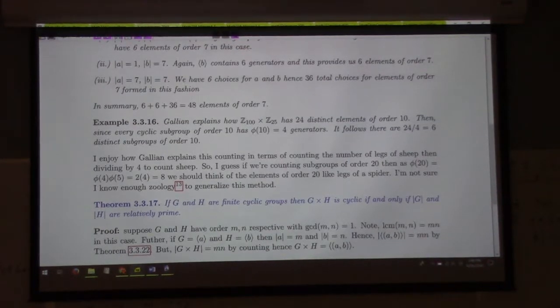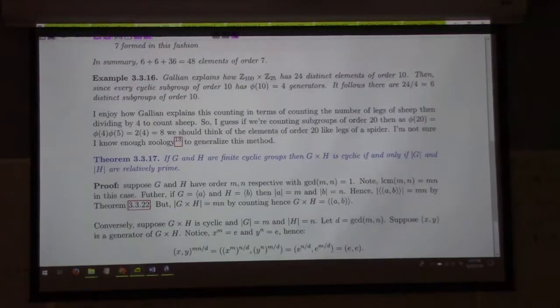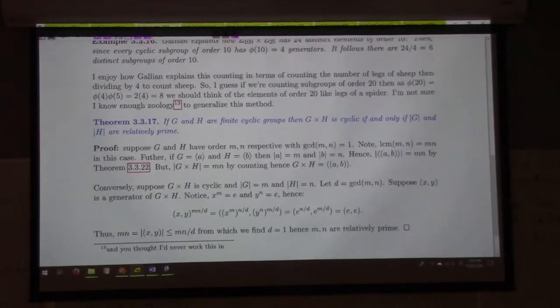It's like counting the number of cows in a pen by counting the legs, right? So that's why I like counting subgroups of order 20. Phi of 20 is 8, right? So that's like counting the number of spiders by counting the number of legs, right? Although this breaks down at some point, because as you've seen, spiders lose their legs, right? You've seen it. It happens.